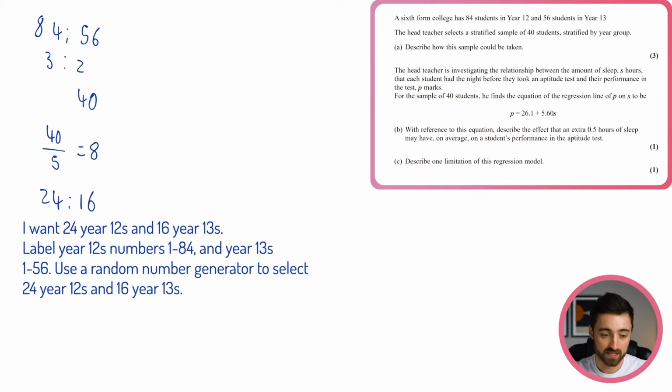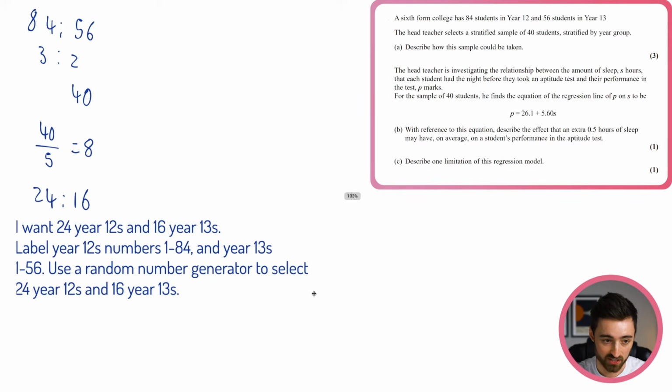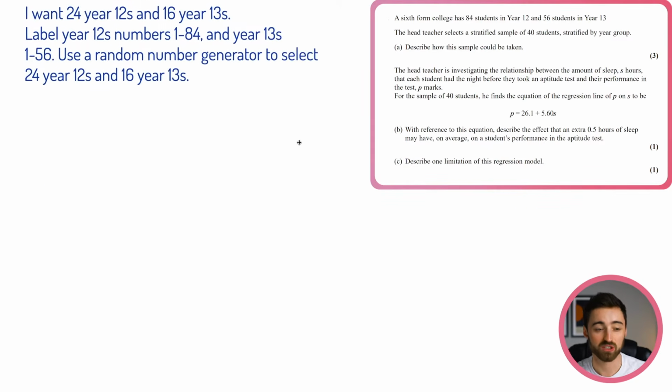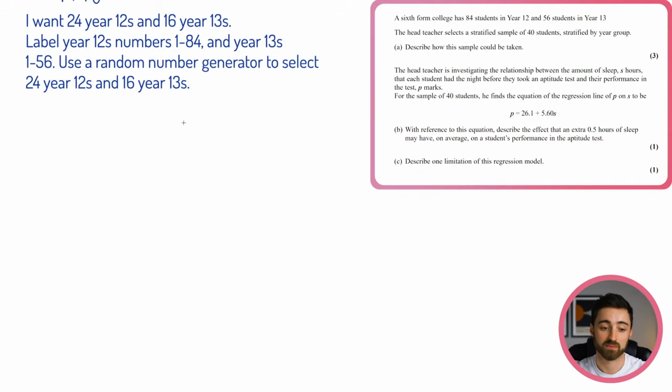So what this regression line is doing, it's obviously not perfect, but it's using the data that the head teacher has. Basically saying, you tell me the amount of sleep they got, and I'm going to put this into an equation to give you the mark on the test. So what have we got?